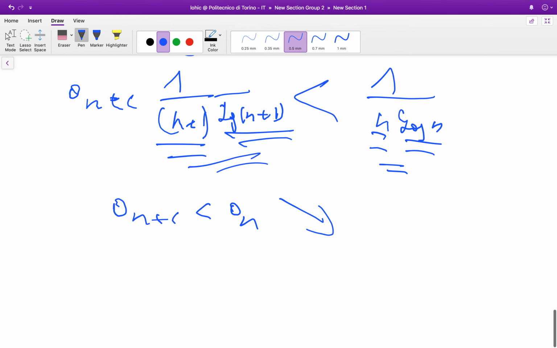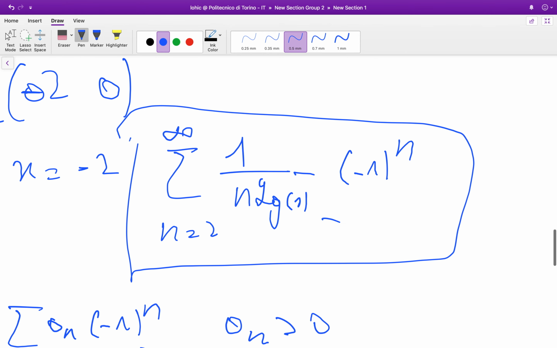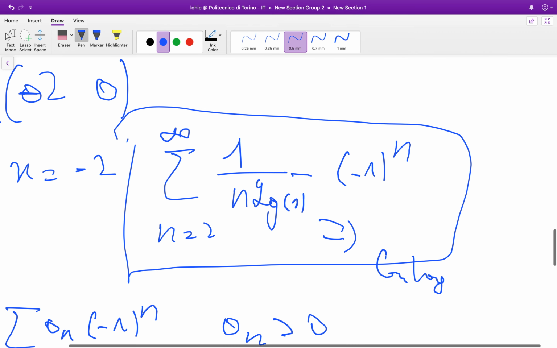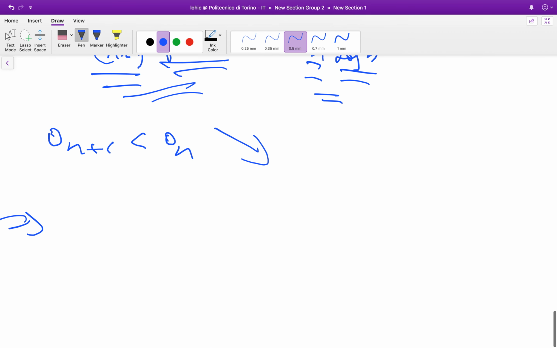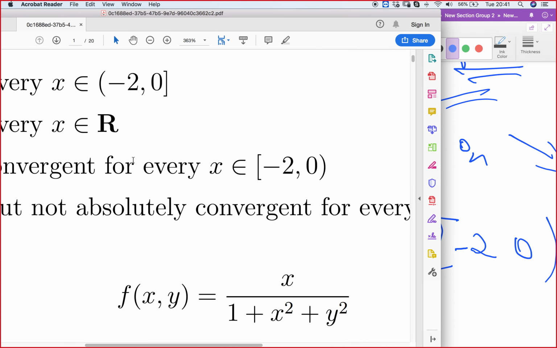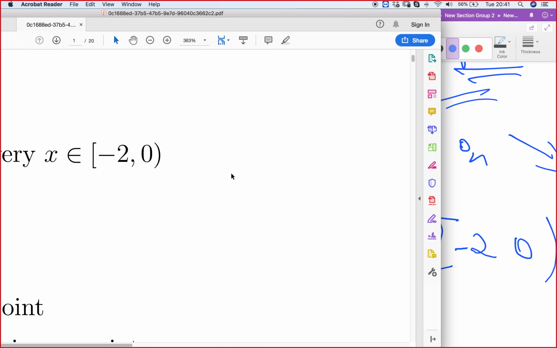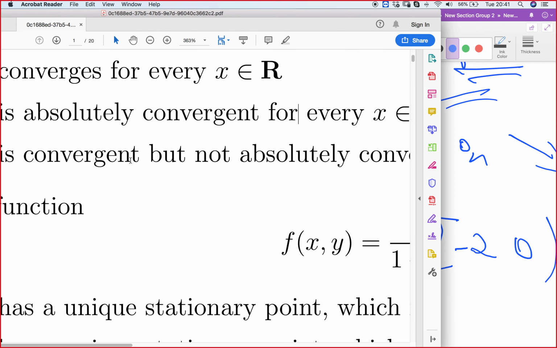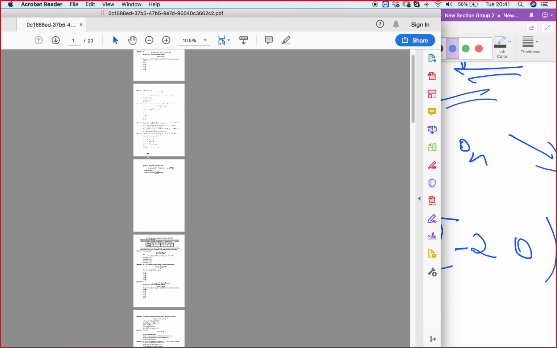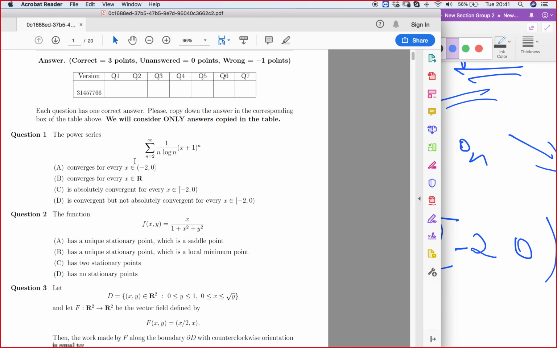So by Leibniz, the following series converges. Is that clear? So our set of convergence is -2 included until 0 excluded, right? Turning back to the possibilities, it says that the series is absolutely convergent for every x in this interval. So the answer is C, right? Any question?